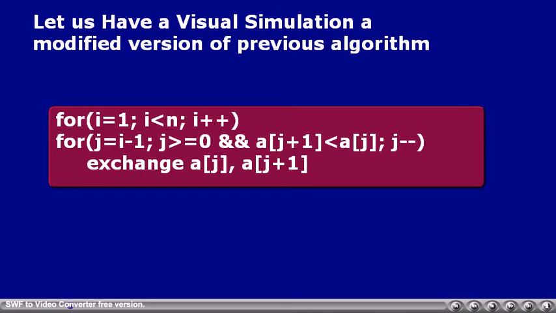Here, instead of doing that, we compare the key element with the previous element. If the key element is less than the previous element, exchange them. This we repeat till we find an element whose value is less than the key element or there are no more elements to be compared. In the following slides, we will try to simulate this version. Conceptually, both the algorithms are same.